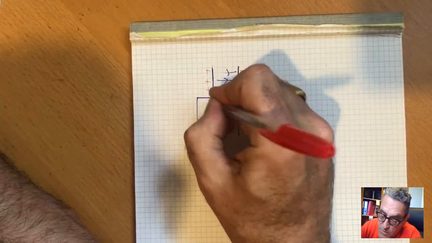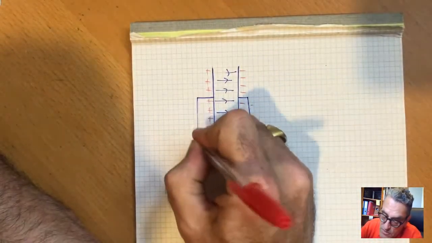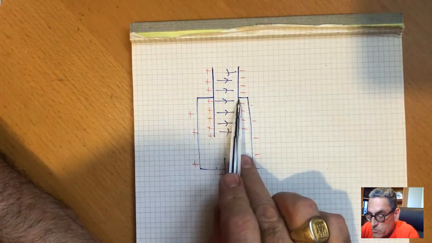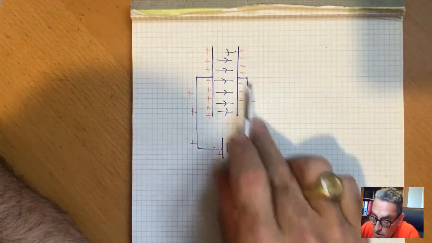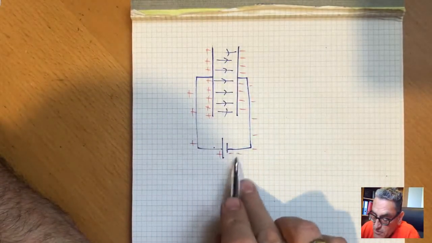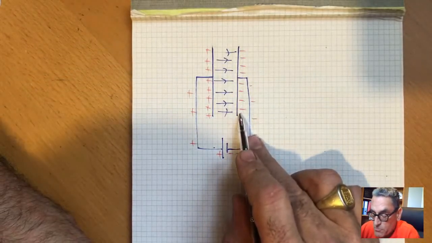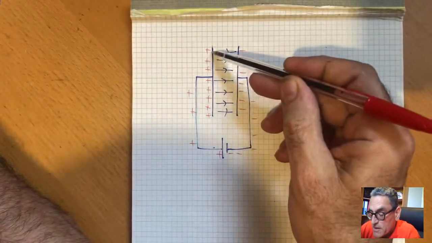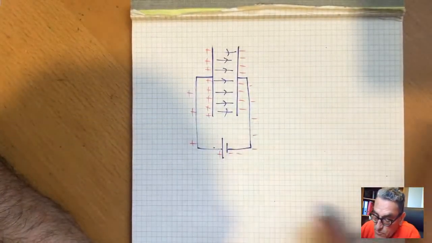Okay, so one plate is charged positively, the other plate is charged negatively, and so there is an electric field inside from the plus towards the minus. And if you charge a system like that, if you connect a capacitor to a power source, then the electrons will be pushed on that plate. The electrons will be removed from this plate, and so it will become positive.